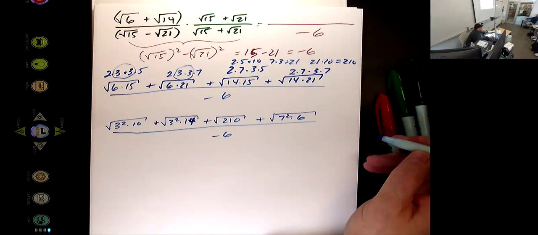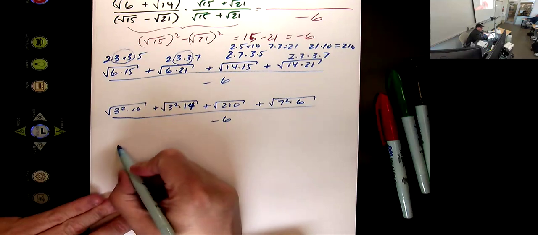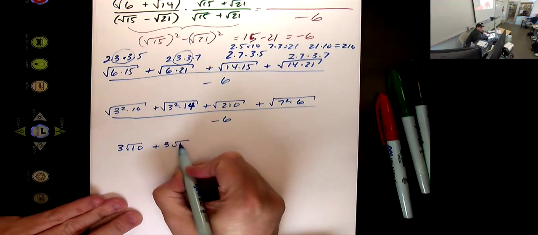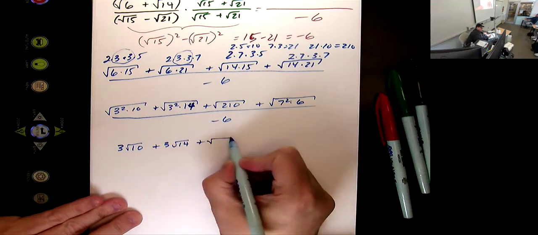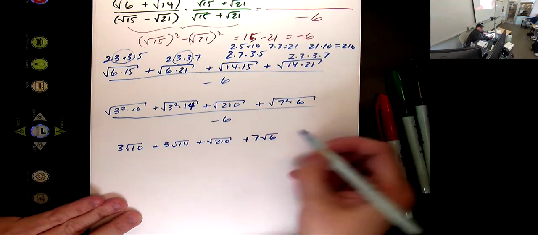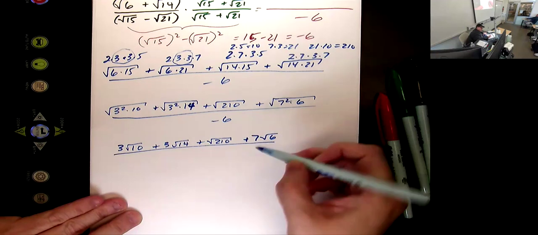So that's the final answer, right? No, I'm going to pull out the squared stuff. So this becomes 3 root 10 plus 3 root 14 plus square root of 210, which doesn't clean up, plus 7 root 6. All divided by -6.